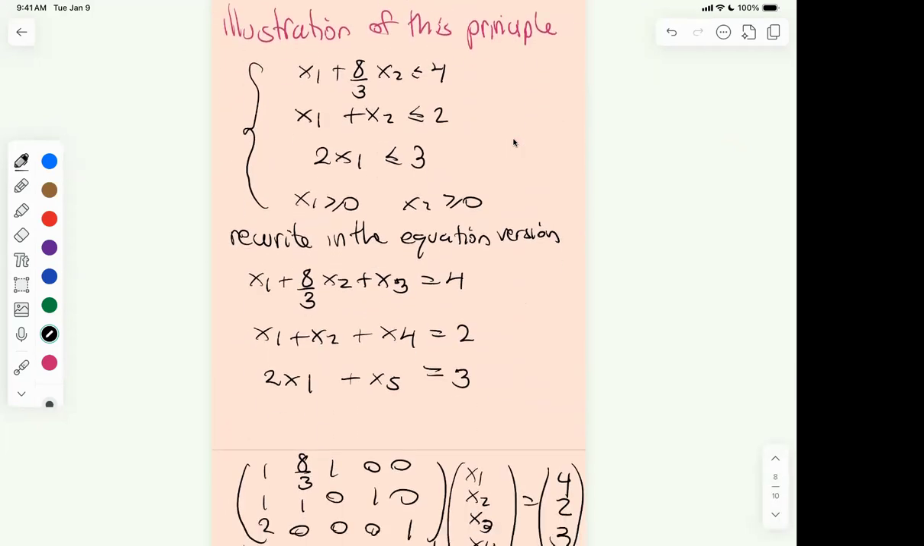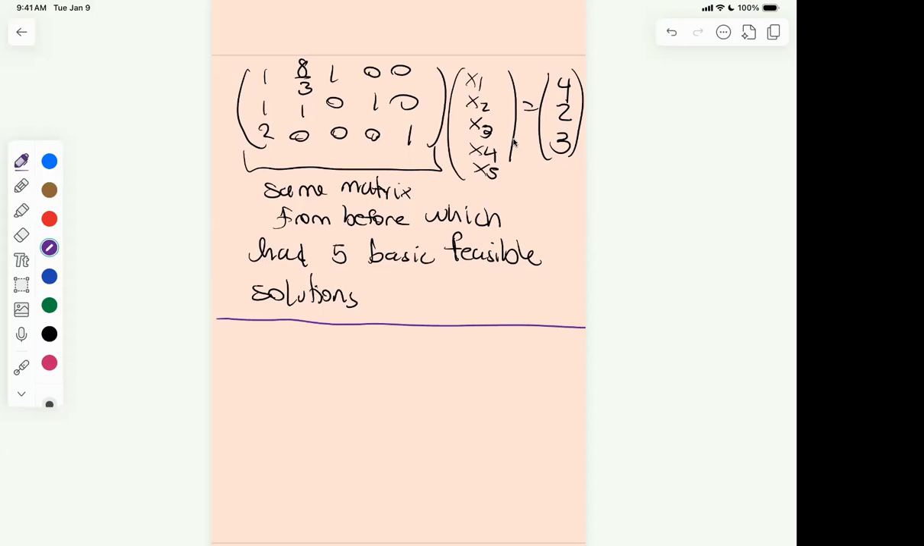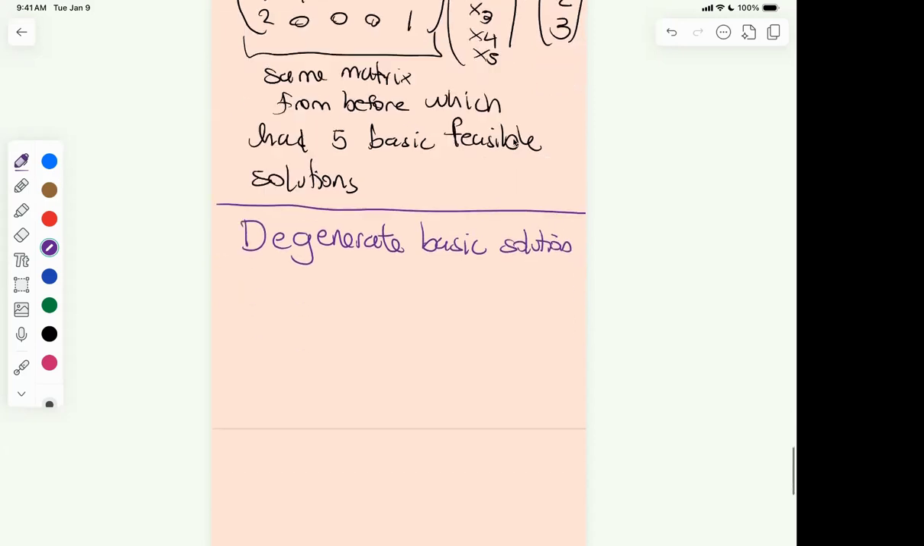Now there's this thing about degenerate solutions, which is the last topic for the exam, and it has a very simple definition. What is a degenerate basic solution? It is a basic solution to AX equals B when at least one of the basic variables happens to be 0.